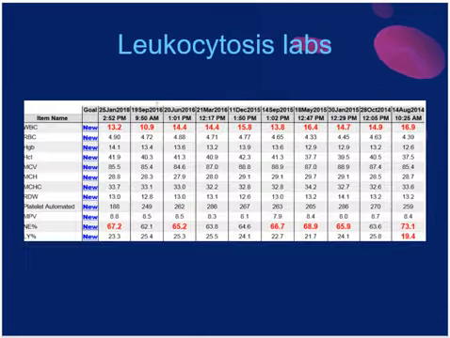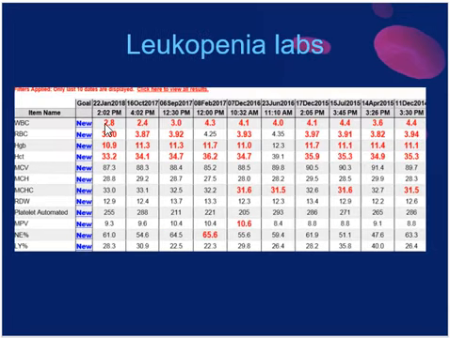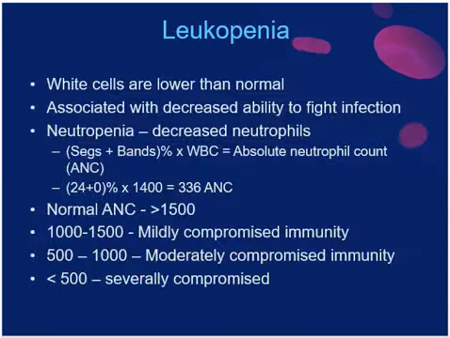Here are some labs for leukocytosis. So you can see that the overall white blood cell count is elevated, and the neutrophil percentage, which we know are the leukocytes, also known as SEGs, those are elevated. This is an example of leukopenia, where the white count is low even though they have a normal finding for their neutrophil count.